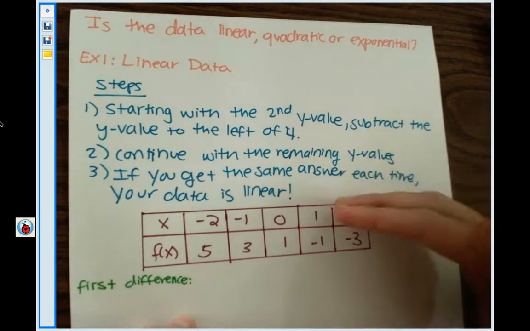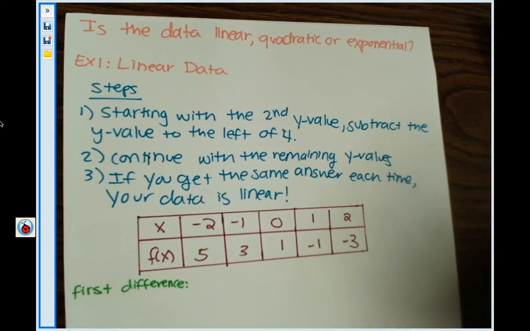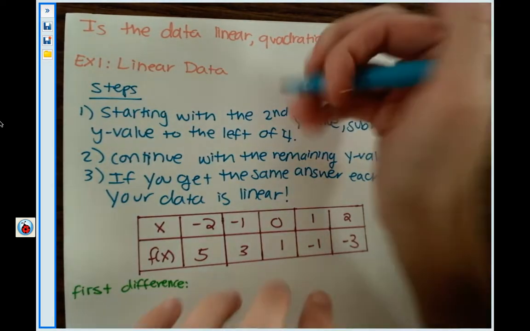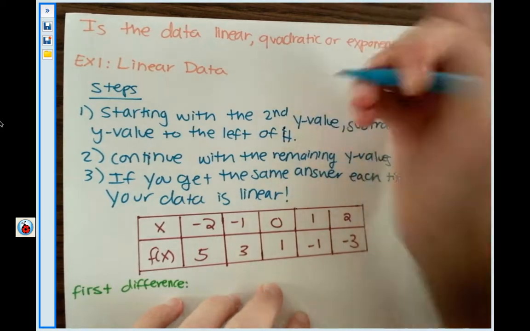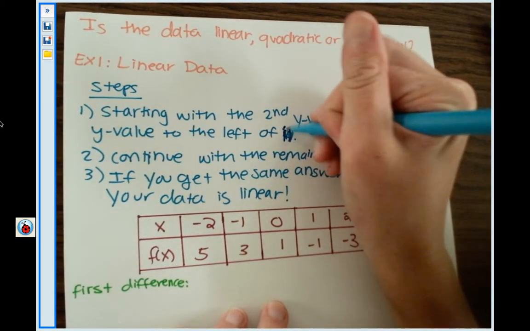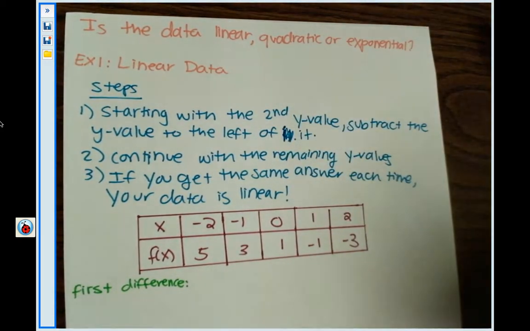So, I have the steps here, which you don't have to write down because they're in your notes. But it says what we're going to do. We're going to start with the second y value and subtract it from the y value to the left of it. Okay, that says it, not for. Sorry, I know that's kind of hard to read. Just going to rewrite that. Sorry, guys, that's embarrassing.